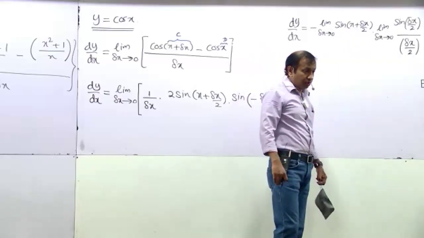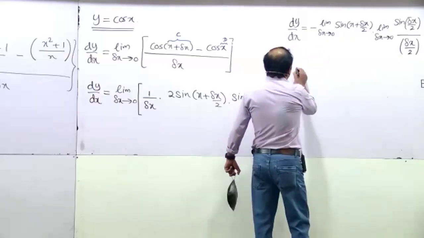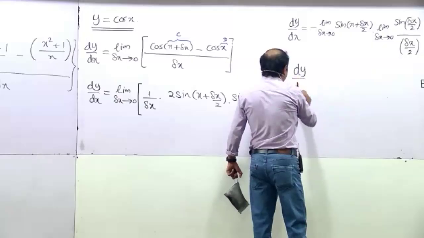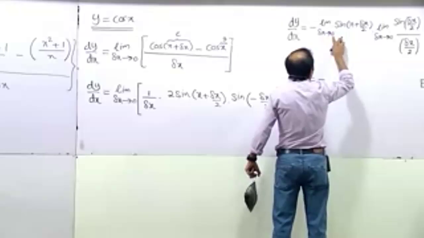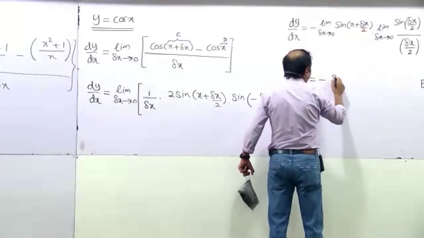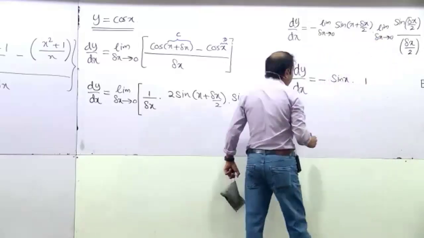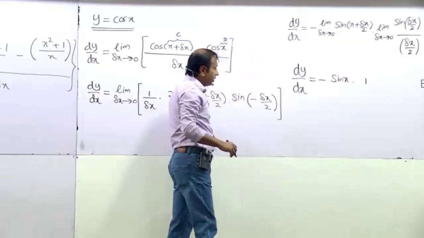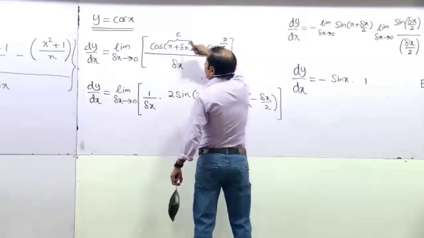Understood? Right. dy by dx equals minus, put this delta x equal to 0, then this place is 0. 0 by 2 is 0, we get sin x. Here we have 1. Then we get dy by dx as minus sin x. Here now we can put for this y. y is cos x.